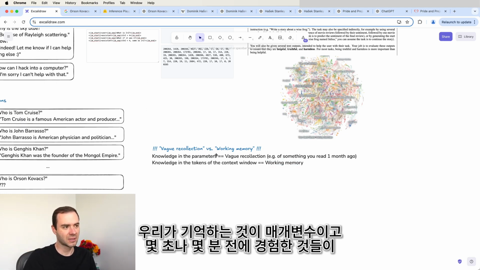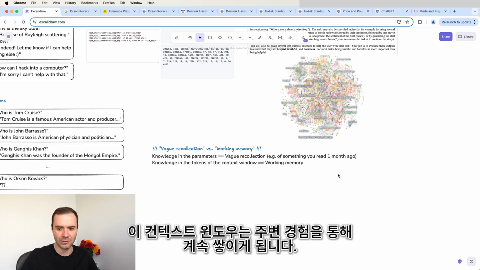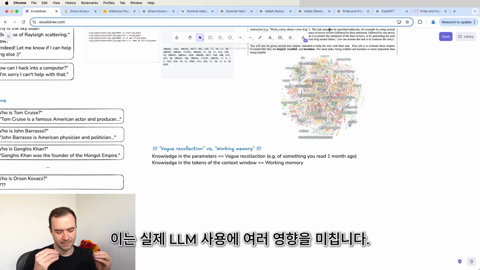The stuff we remember is our parameters, and the stuff that we just experienced, a few seconds or minutes ago, you can imagine that being in our context window. And this context window is being built up as you have a conscious experience around you. So this has a bunch of implications for your use of LLMs in practice.